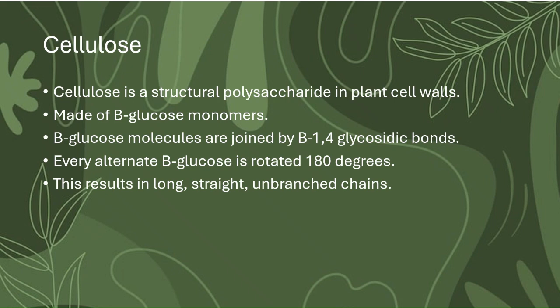Every alternate beta glucose is rotated 180 degrees. So if you look at the monomer level of cellulose, the first monomer will be upright, and the second one is going to be rotated 180 degrees. And then the third monomer will be back to the original form, and then the fourth one will be again rotated 180 degrees. So they alternate in structure basically, and this results in long, straight, unbranched chains.